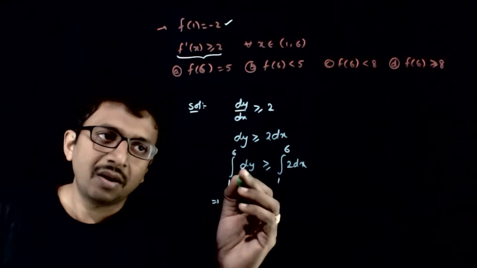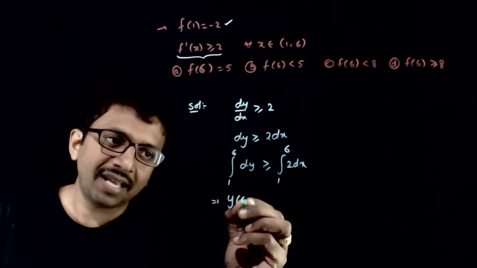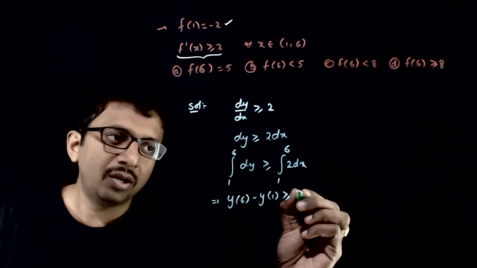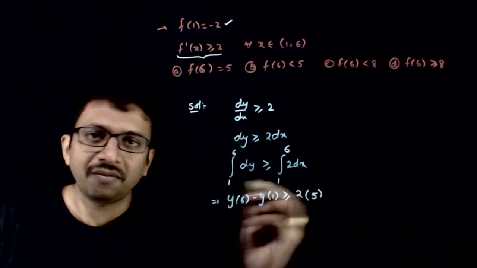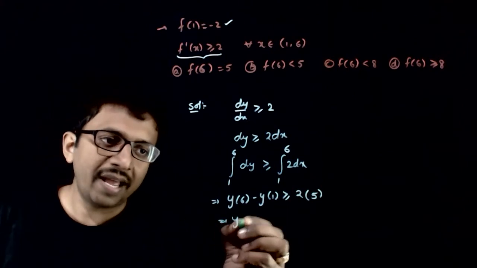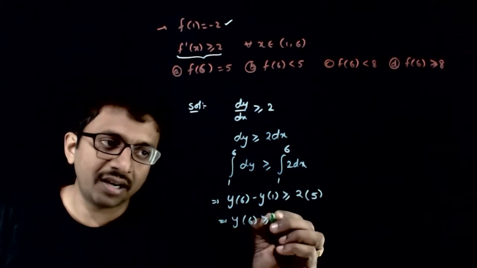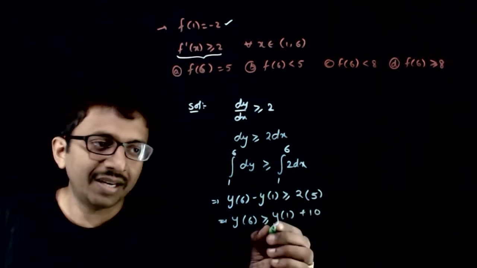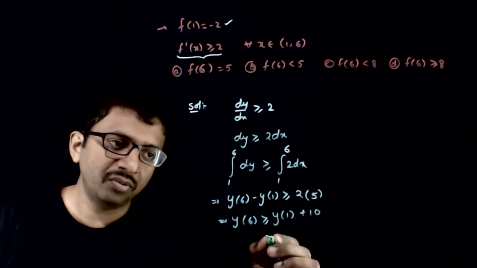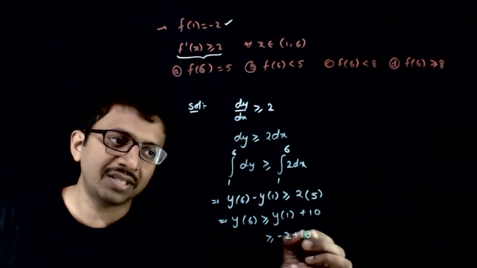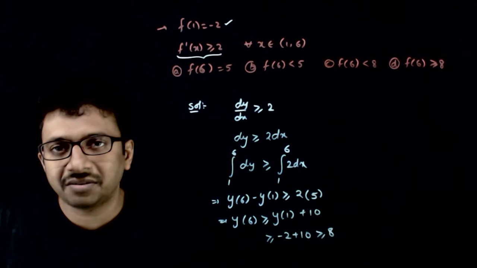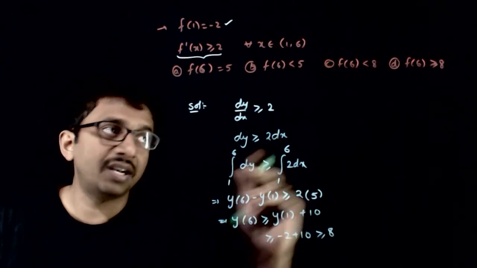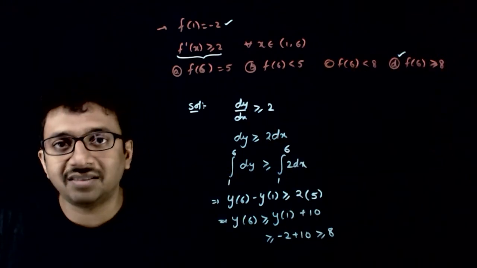This implies y at 6 minus y at 1 is always greater than or equal to 2 times 6 minus 1, which is 5. This implies y at x equal to 6 is always greater than or equal to y at x equal to 1 plus 10. That is, y at x equal to 1 is minus 2, so it is always greater than or equal to minus 2 plus 10, which is greater than or equal to 8. That is, the y value at 6, that is f of 6, is always greater than or equal to 8. Option D is the right answer to this question.